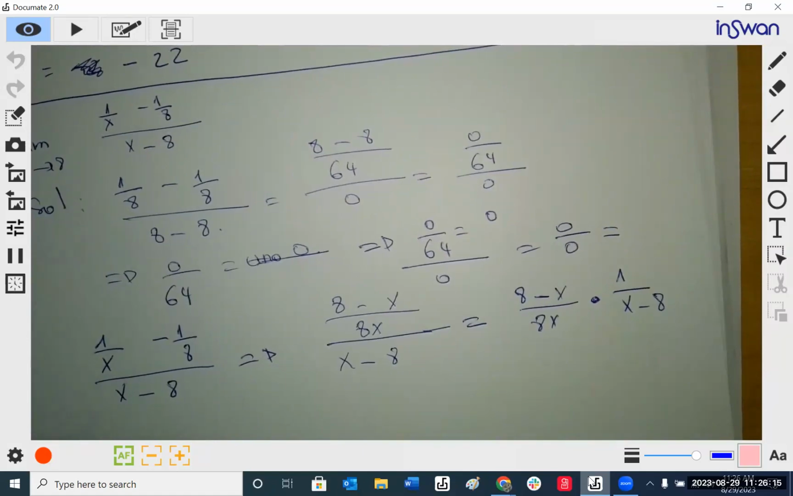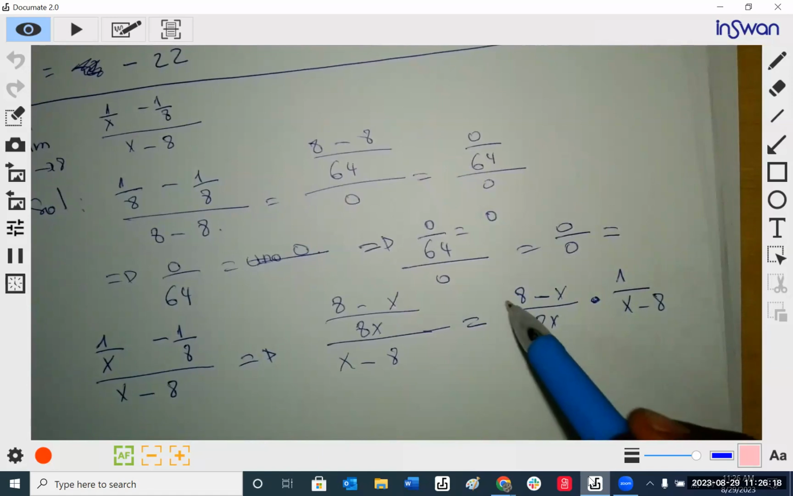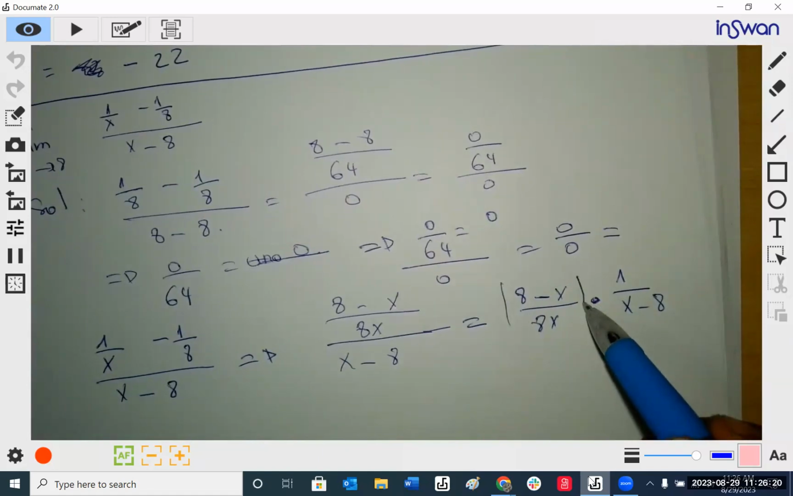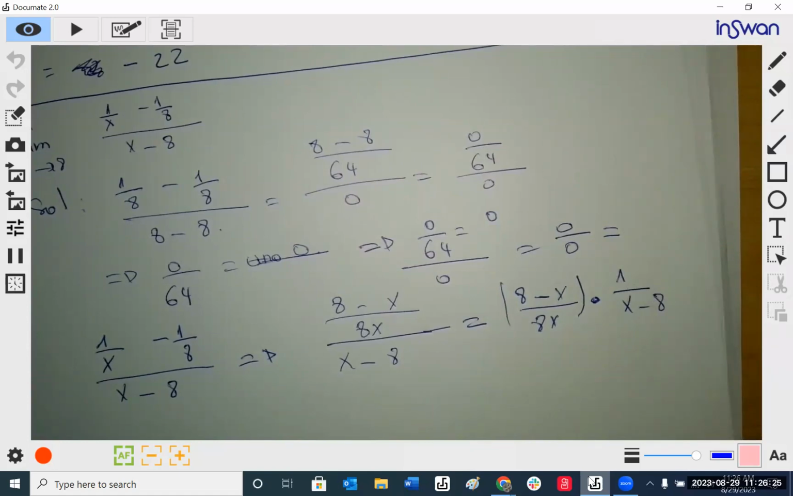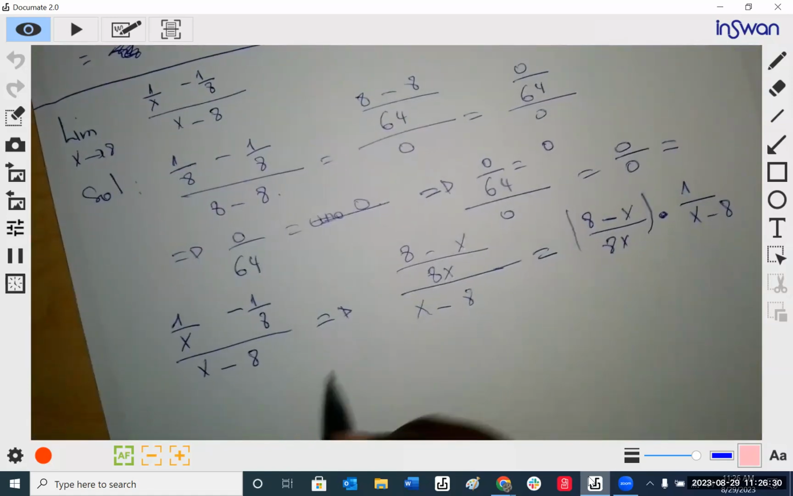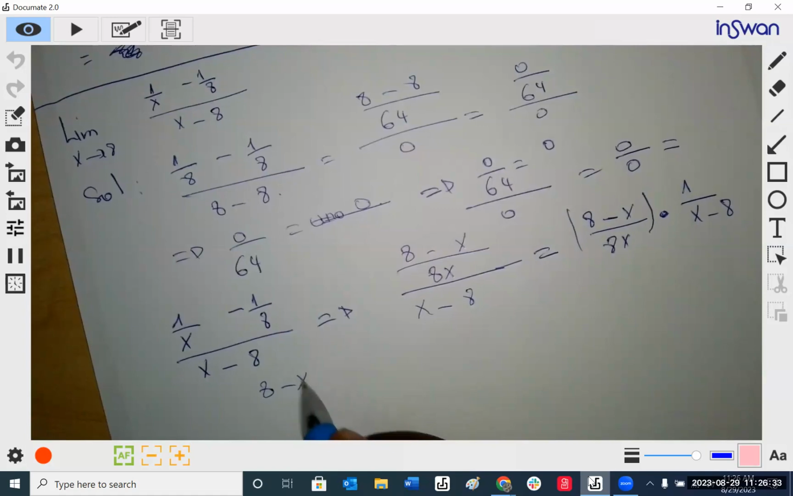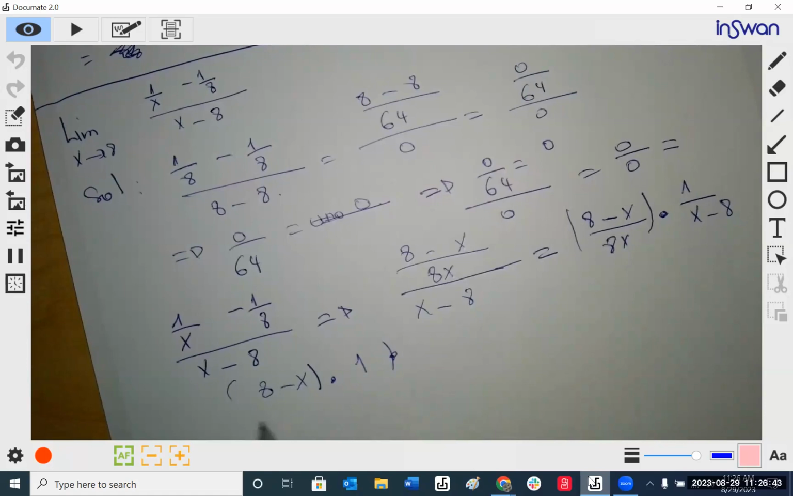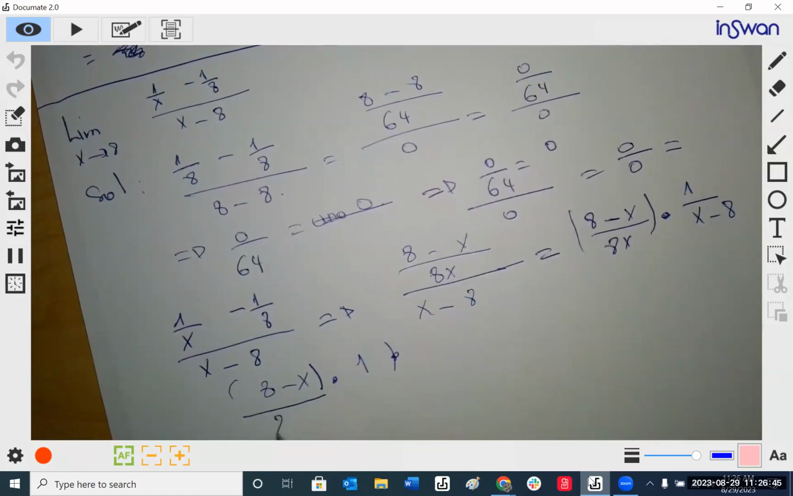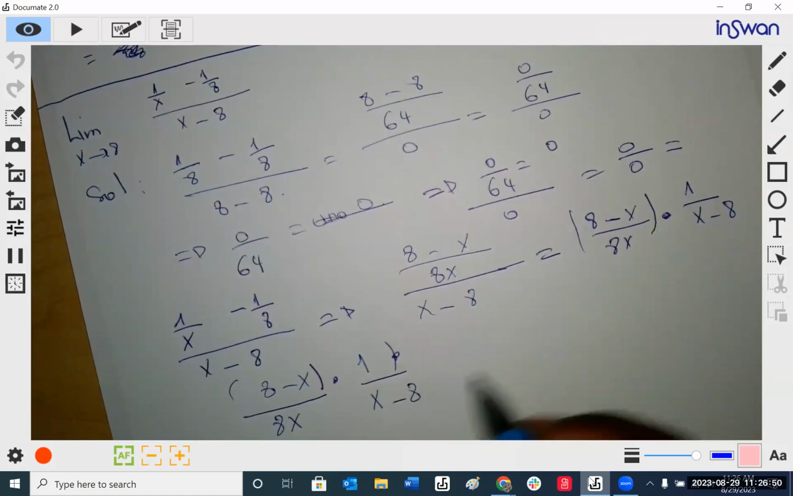So put parentheses around the 8 minus x. Just the top part, parentheses, not absolute values. Not the entire equation, just the numerator, just the top number, just those. And the x minus 8, put that in parentheses.